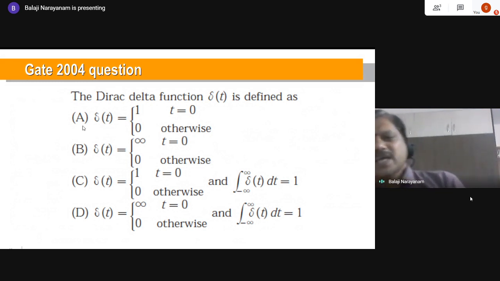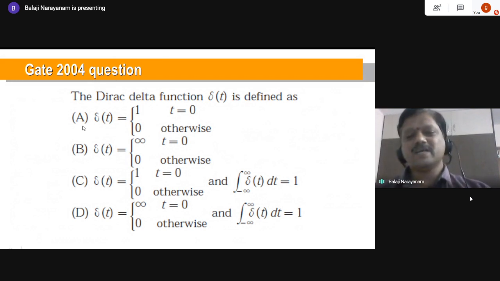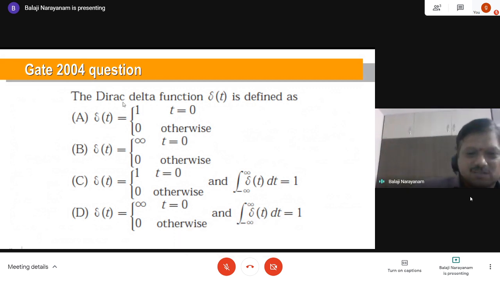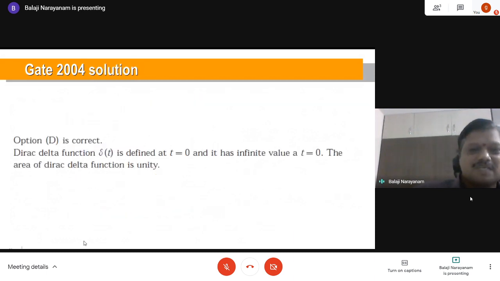See, if there are two properties, the definition needs to be complete. It should not be incomplete. We may say that A and B are incomplete in nature, whereas C and D have two properties. Delta of t is equal to 1 for t is equal to 0, and delta of t is equal to 0 otherwise, and then the property integral minus infinity to infinity delta of t dt is equal to 1, and hence we may conclude option D as correct.